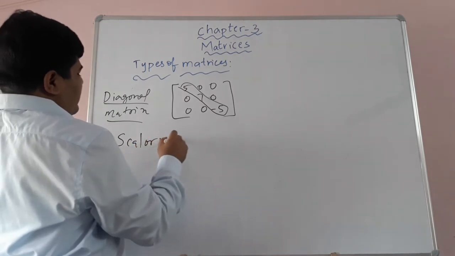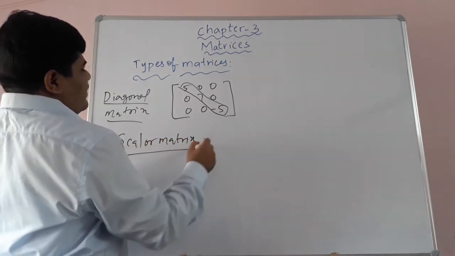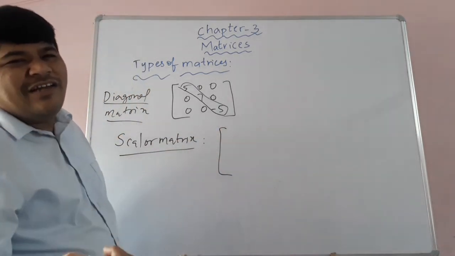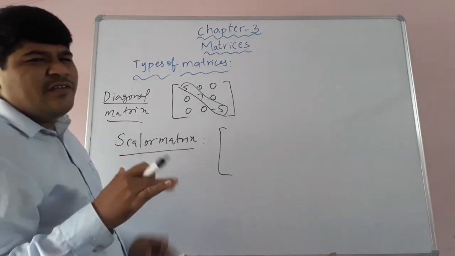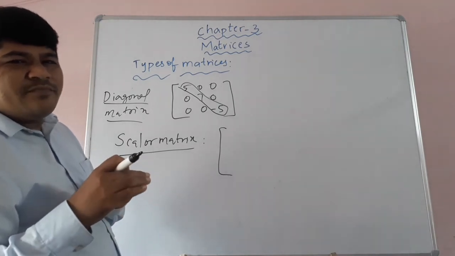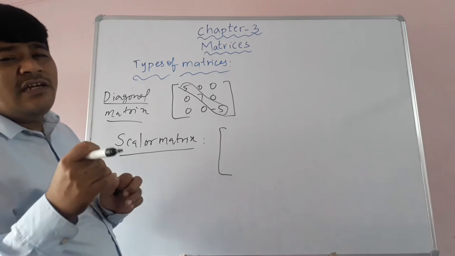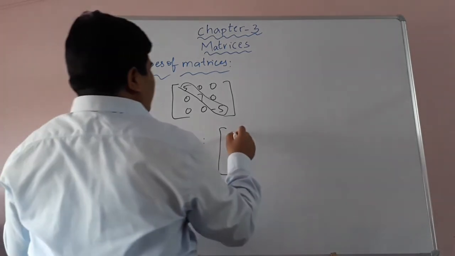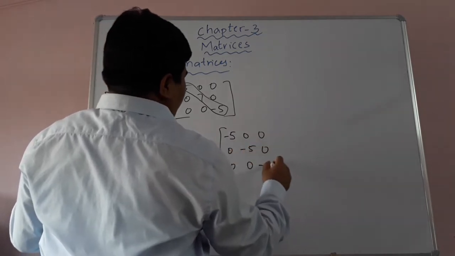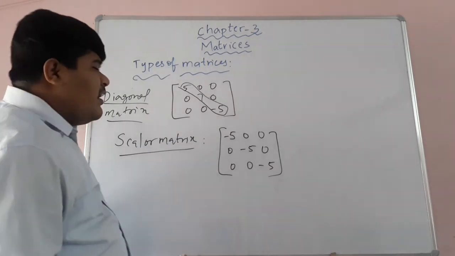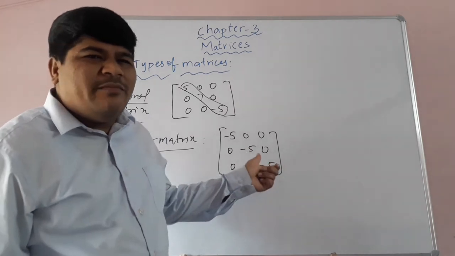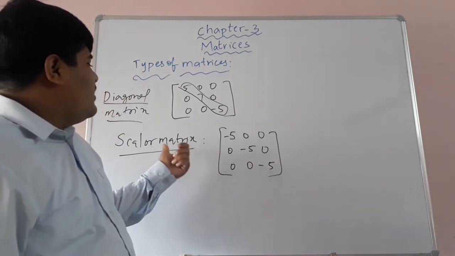After this, the scalar matrix. Children, what is the scalar matrix? In a diagonal matrix, which means all non-diagonal elements must be zeros, if all the diagonal elements are equal, then that is said to be a scalar matrix. Suppose, see, minus 5 0 0, 0 minus 5 0, 0 0 minus 5. In this matrix, all the diagonal elements are equal. So this comes under the scalar matrix, children.